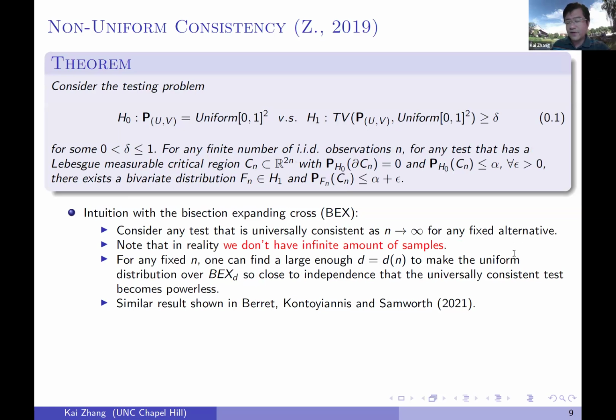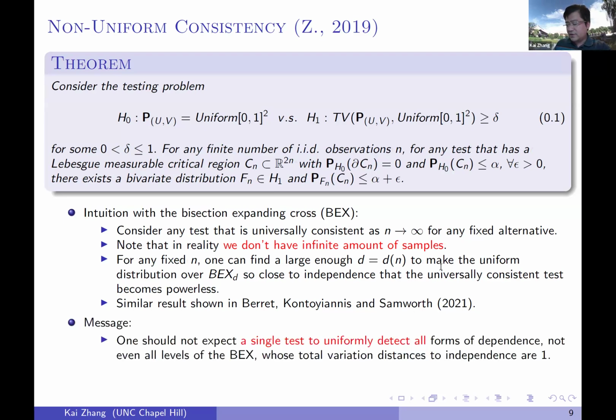And once we fix our sample size n, you can keep expanding this cross. You keep expanding this cross until d is really large, so that the uniform distribution over these grid lines is so close to the uniform distribution over the square, which means independence, that the test you are thinking about becomes powerless. Right, and this result is not for total variation distance alone. There's a group from Samworth showing that a similar result also holds for other distances, L2 distance, I think, in this paper.